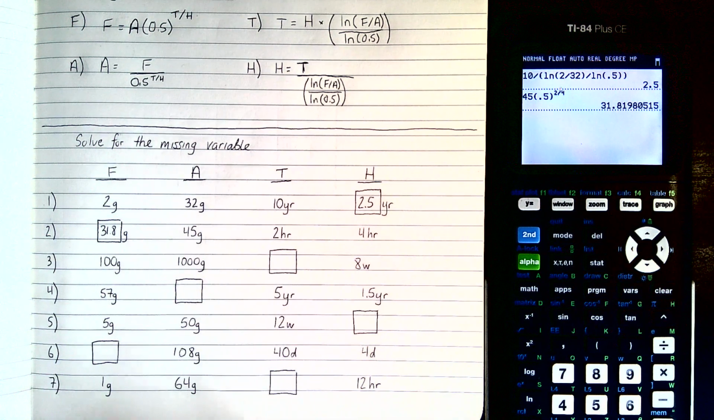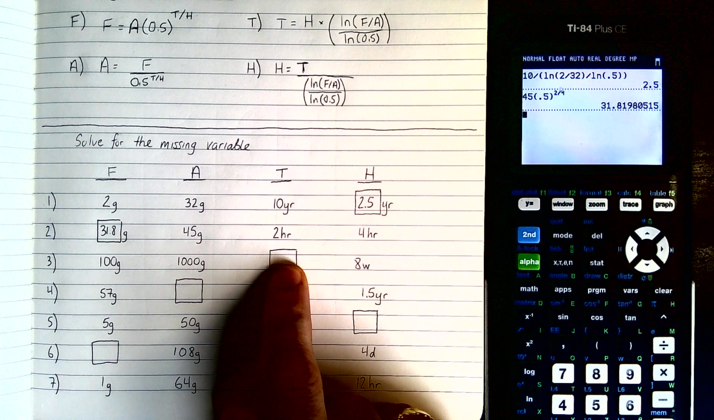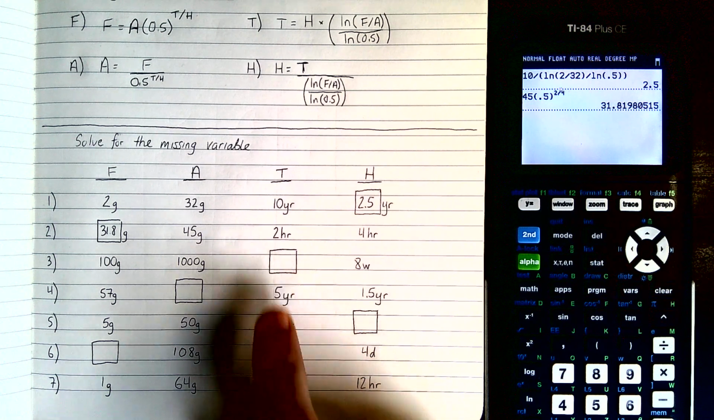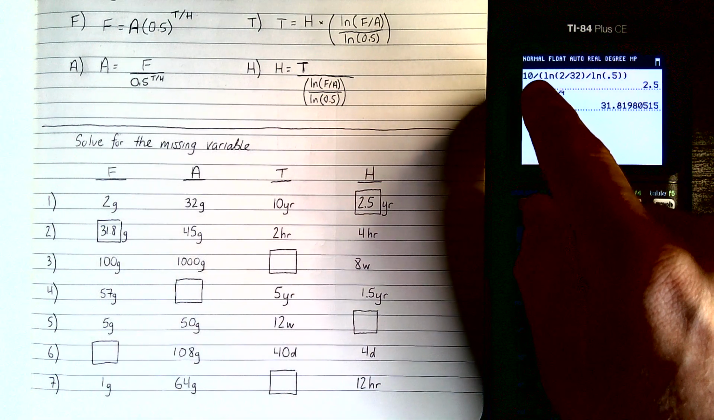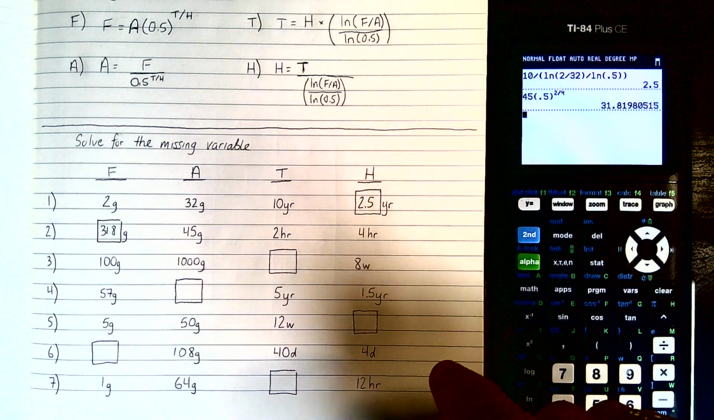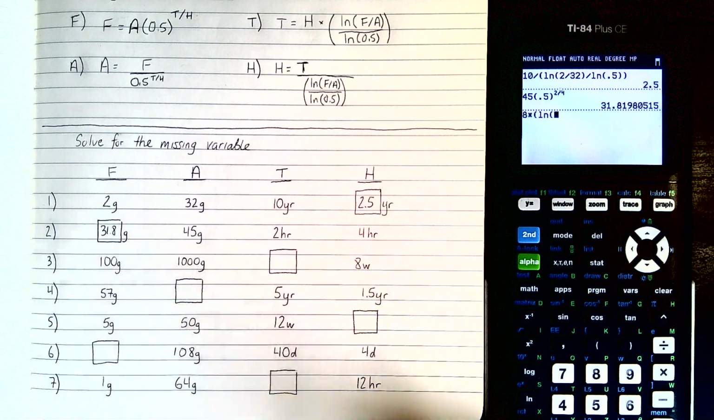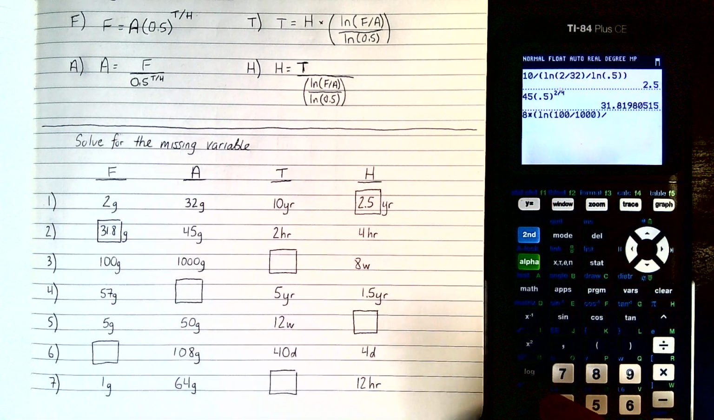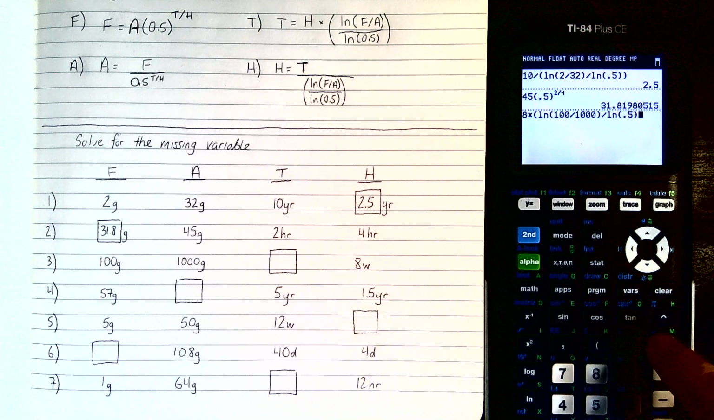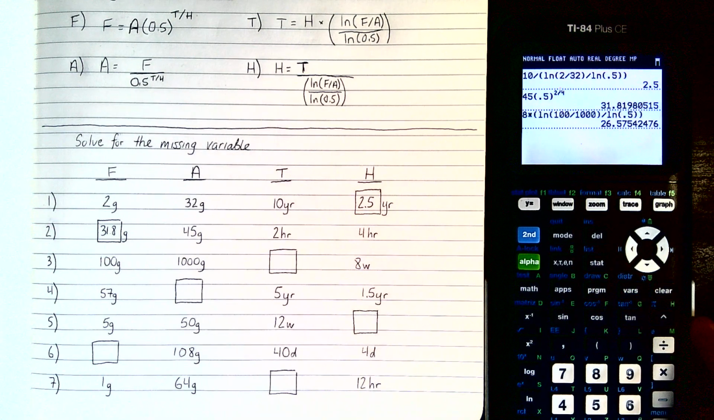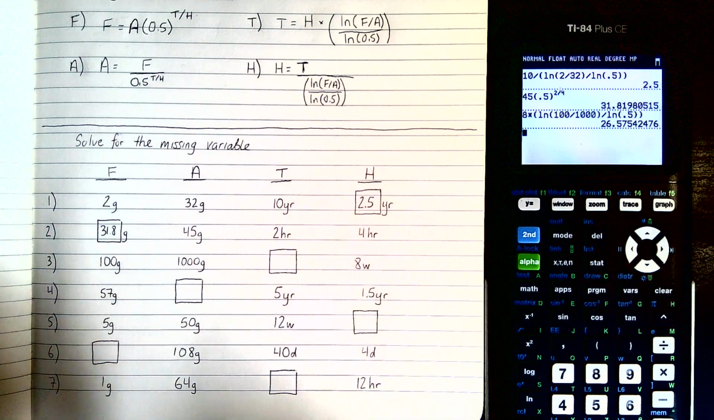Now let's solve for T. If we're solving for T, it's going to look very similar to solving for H, except instead of dividing, we're going to multiply. 8 times, open that parentheses, the natural log of F divided by A, divided by the natural log of 0.5. And we find out that 26.6 weeks have passed.